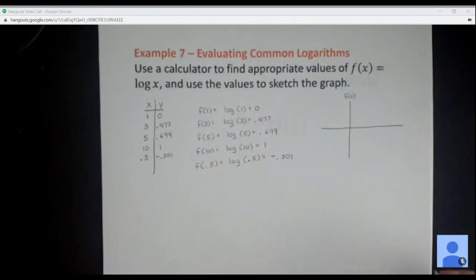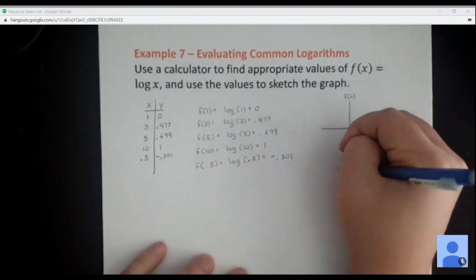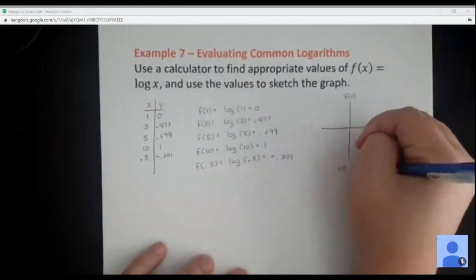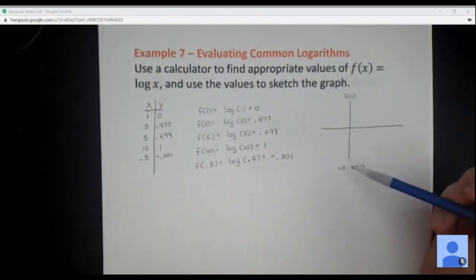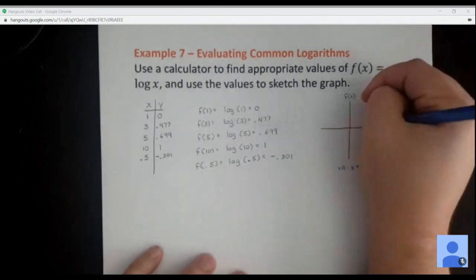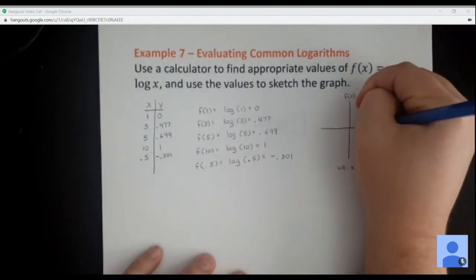And so like I said before, 0 is still going to be undefined. We're still going to have that vertical asymptote there, so x equals 0. We're still going to have the same basic shape that we had for all of our other log graphs. We're still going to go through the point (1, 0) here. That's our first point.